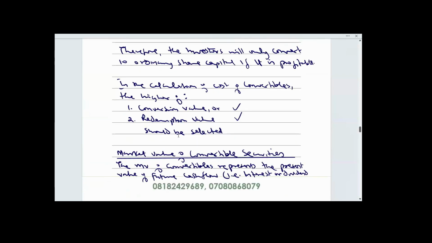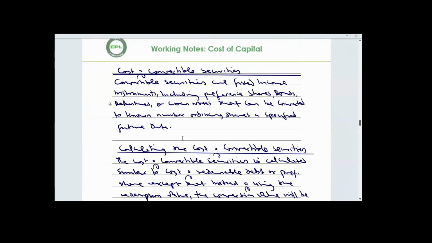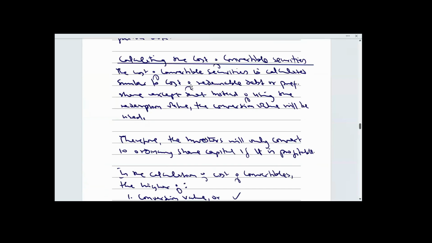So this is basically what you need to know as far as convertible securities are concerned. So quickly, let's have a short example to demonstrate this. Because of the limited time that we have, I don't want to delay you beyond the normal time. Let me use the Golden Book to explain this. Let's use the examples in the Golden Book so that it will be faster. Let me stop sharing.